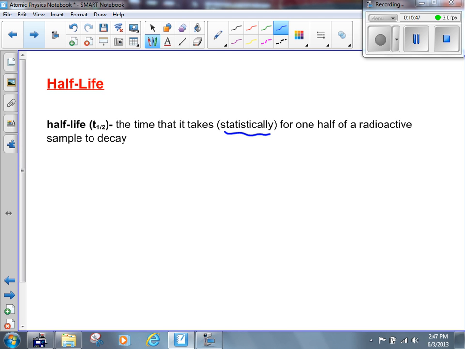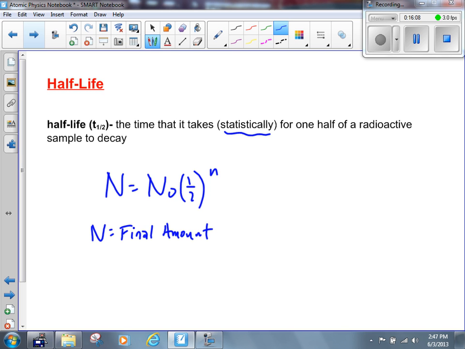One equation that you've seen before in Math 30 class. N is equal to N sub 0 times 1/2 to the little n. You recognize that? Big N stands for the final amount. Big N sub 0 stands for the initial amount.